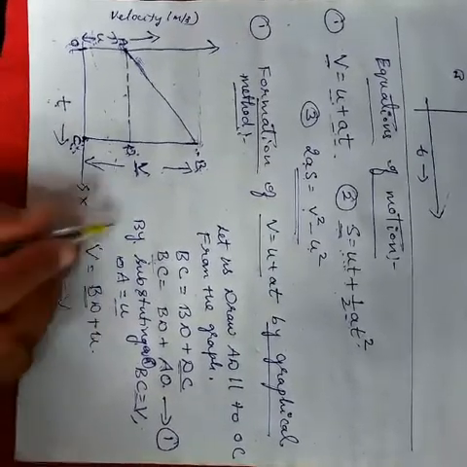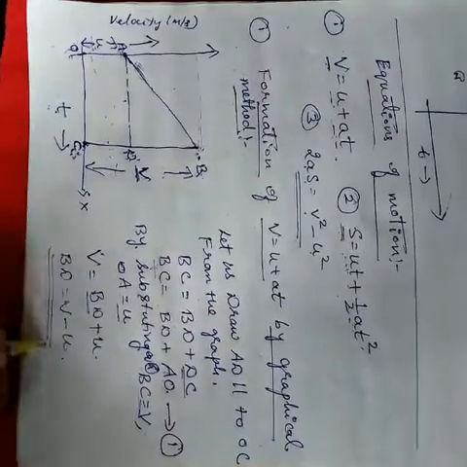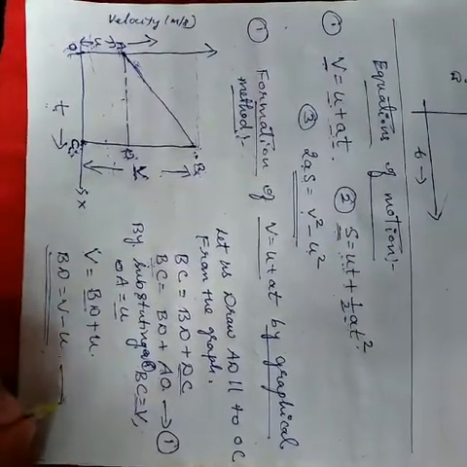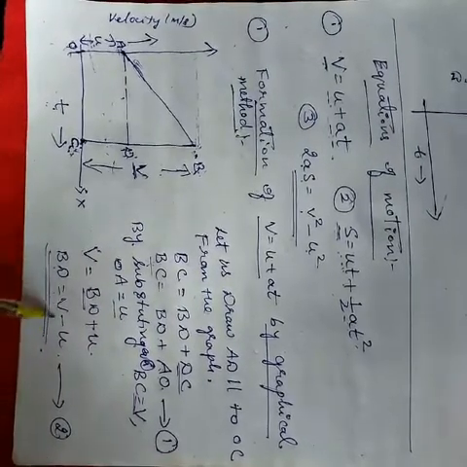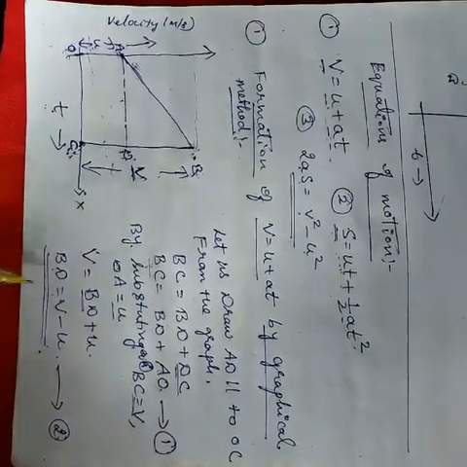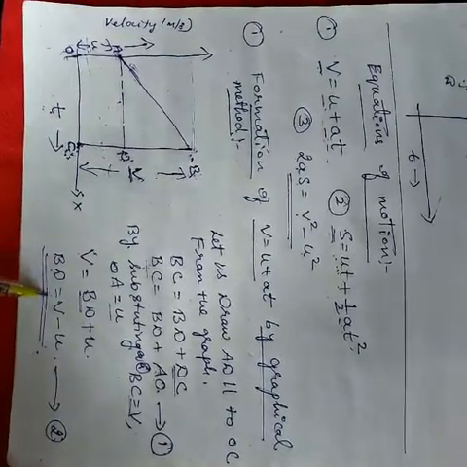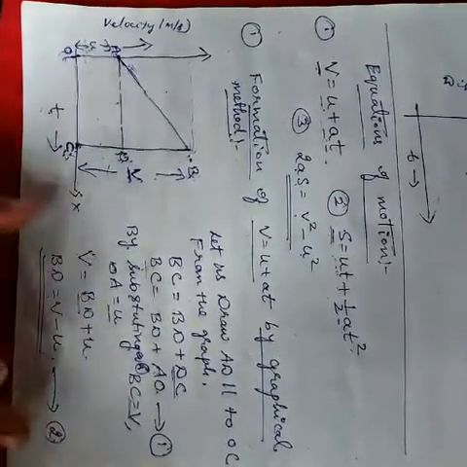Putting BD on the left-hand side, BD is equal to V, and we shift the u here, so it is V minus u. Remember that this is equation number 2. BD is equal to V minus u. This is equation number 2 we get by substituting. Next we go on, clear it.